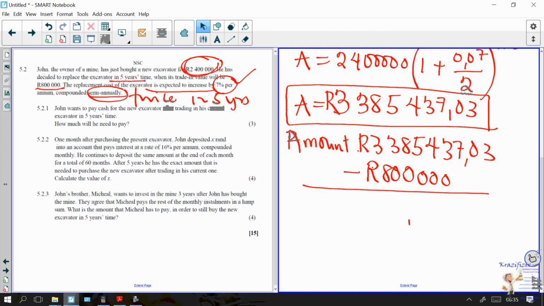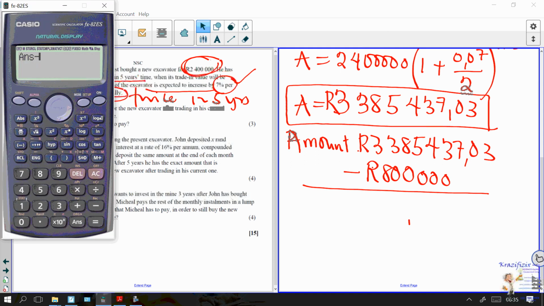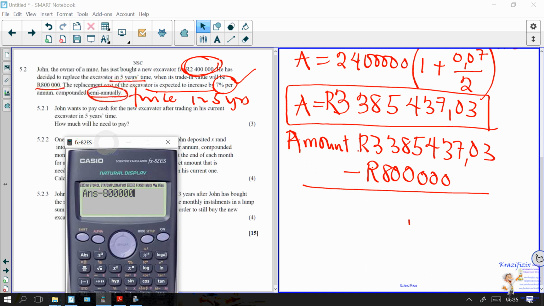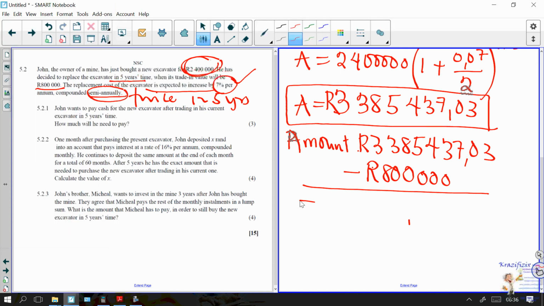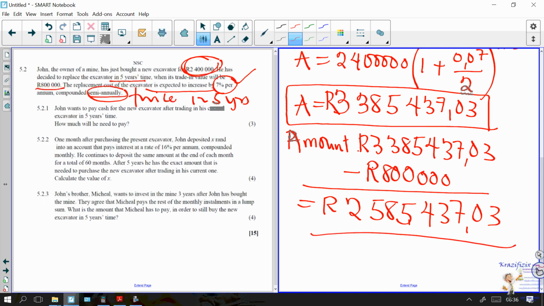And what do we do? We go back to our calculator and say minus what? 800 and then 3 zeros. All right, please be careful again. It must not be more. Once you place more zeros, it's 5 zeros. 1, 2, 3, 4, 5. And what's my answer? John would need to pay 2,585,437. That's what John is paying. So he's paying 2,585,437 and 3 cents. That's what John would pay. All right, because the new cost of the machine is 3 million plus.